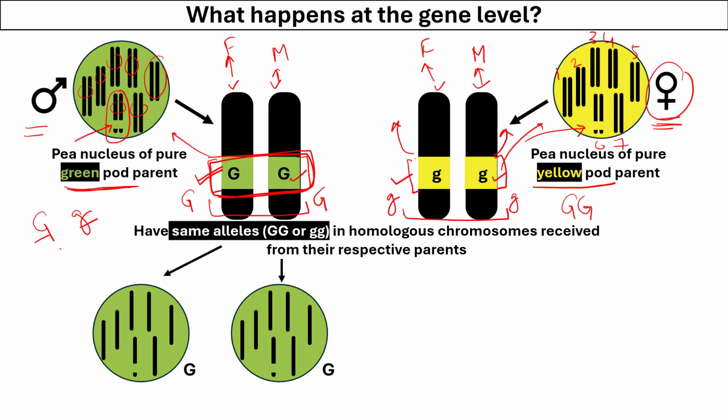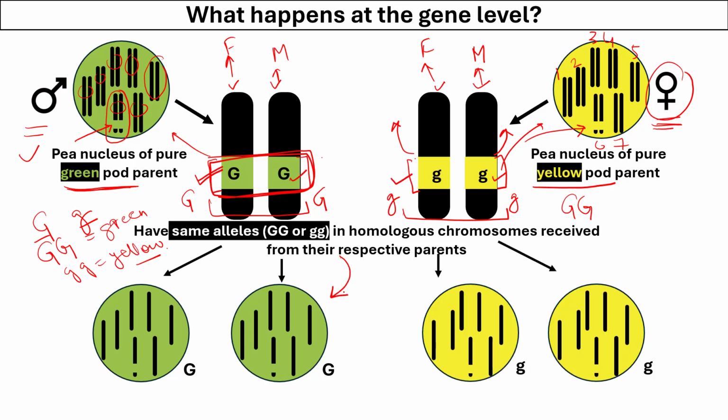So according to these options, if you have GG, you have green pod color, and if you have gg, then you have yellow pod color. Okay, now this father undergoes meiosis, and this mother also undergoes meiosis. They produce gametes here, and this mother also produces gametes here. For example, the father would have produced pollen and the mother would produce the ovule.